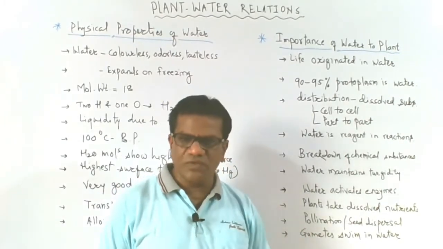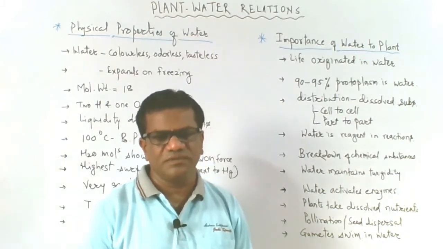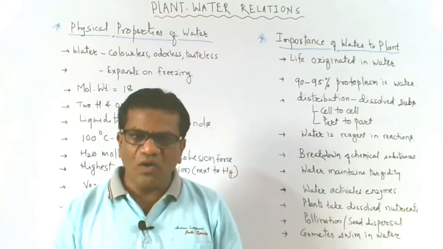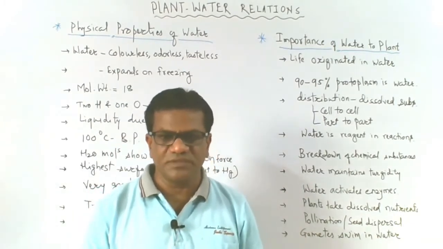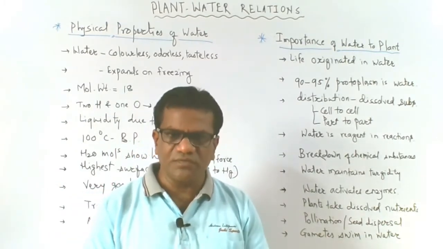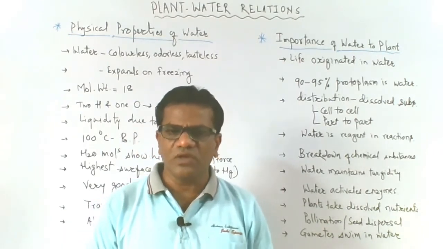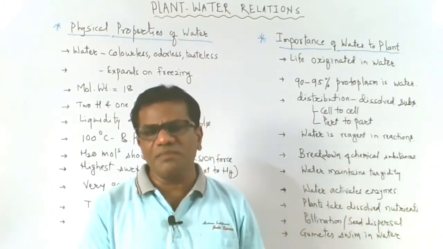Gametes swim in water. We know the plants like bryophytes, pteridophytes, gymnosperms, and algae. Algae, bryophytes and pteridophytes are the plants which we call cryptogams. Angiosperms and gymnosperms are the phanerogams, seed-bearing plants. These are cryptogams because they have creeping gametes.